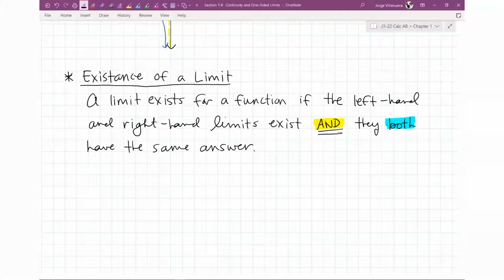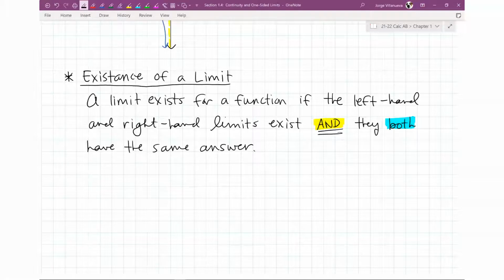But if you're not using your hands, you could just call them left side, right side, just use your eyes. But both have to collide, right? They have to have the same exact limit. That's why I told you guys before, they need to crash. If they don't crash, there's no limit, right? Why? Because the left and right hand limits won't be the same. And if they're not the same, then the existence of a limit is not there, because the definition says left and right hand limits must exist. So you have to find both, and they both have to have the same answer.